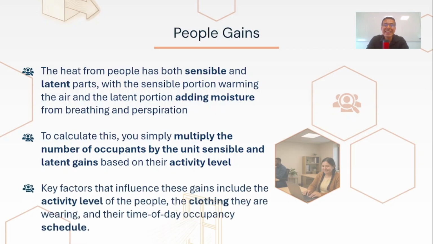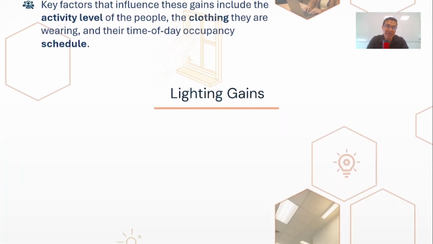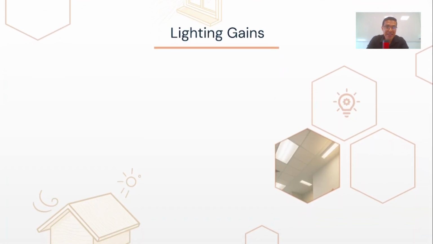The total gain is driven by a few factors: the person's activity level, what they are wearing, and the schedules that determine when they are in the space. Because people also add a significant amount of moisture, their latent gain can heavily influence the dehumidification needs of the HVAC system. Now that we covered the heat and moisture from people, let's turn our attention to the second major source of internal gains, lighting.